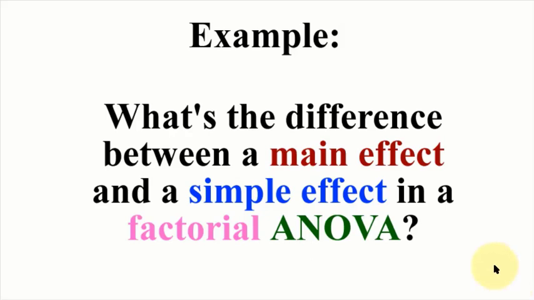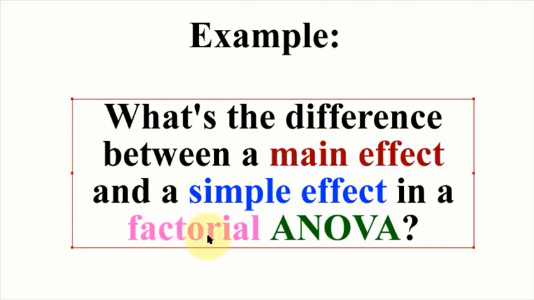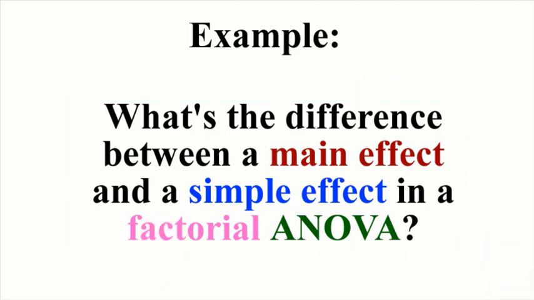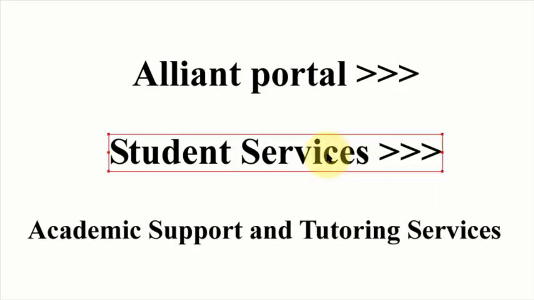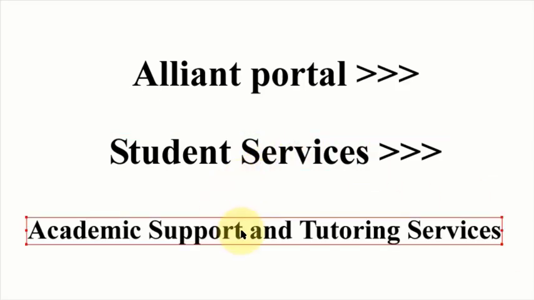So now you know how to use the online statistics support resources for Alliant. You can answer these questions. So how do you get there? Good question. From the Alliant portal, you're going to go to Student Services. There'll be a drop-down menu, and we're usually the one right on top, Academic Support and Tutoring Services.